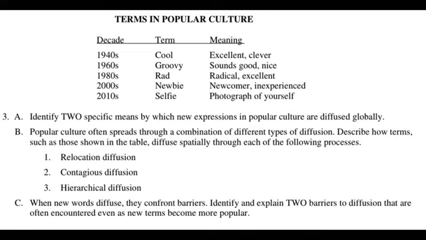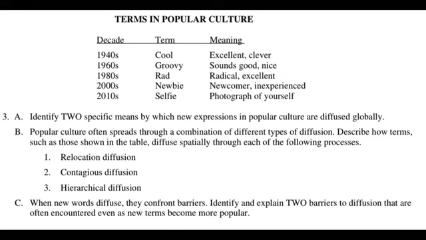Now moving on to the FRQ section of the exam, probably my number one tip, other than vocabulary, which I'd still emphasize, would be to logically reason your way through the questions. I'm going to direct your attention to FRQ number 3 of the exam that I actually took. Part 3A asks us to identify 2 specific means by which new expressions in popular culture are diffused globally. Really, all this is asking us to do is identify 2 ways in which ideas, in this case terms, spread. 2 ways in which ideas diffuse.